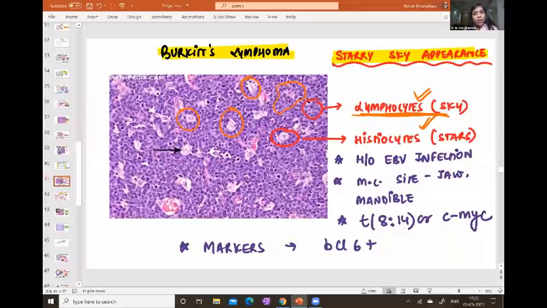Burkitt's lymphoma, very important point. In a clinical-pathologic question, what will be given in the history? There can be a history of a child, African child, with a jaw or a mandibular swelling, because the most common site for this is a jaw or a mandible, right? There can be a history of EBV infection. And a very important point is which translocation is most common. It is t(8;14) or C-MYC, right?